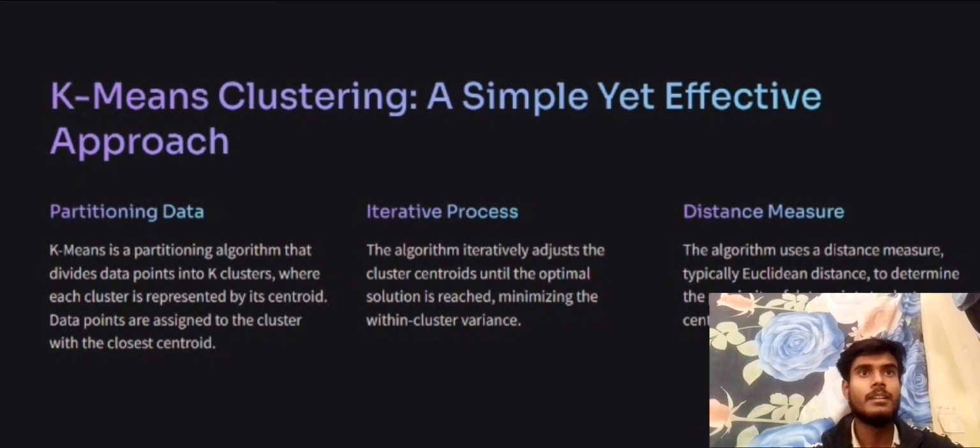K-means clustering, a simple yet effective approach. There are three aspects: partitioning data, iterative process, distance measure. K-means is a partitioning algorithm that divides data points into K clusters, where each cluster is represented by its centroid. Data points are assigned to the cluster with the closest centroid. The algorithm iteratively adjusts the cluster centroids until the optimal solution is reached. For the distance measure, the algorithm typically uses Euclidean distance.